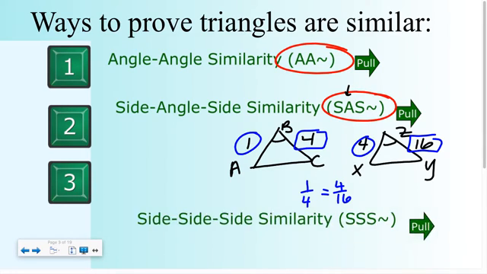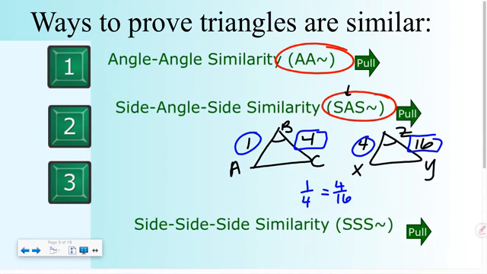And then the third way to prove triangles similar is side-side-side similarity, which is really what we've been doing this whole time, making sure that all the sides, corresponding sides, are proportional, short to short, long to long. For side-angle-side, yes. These are the only 3 ways that we're going to use today to prove triangles similar, or 3 shortcut ways.